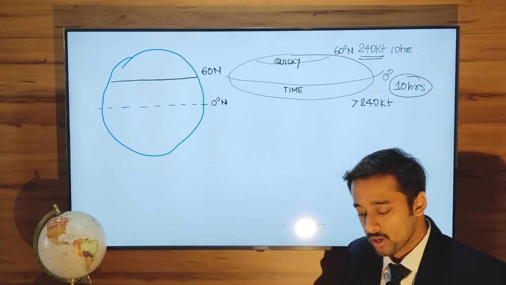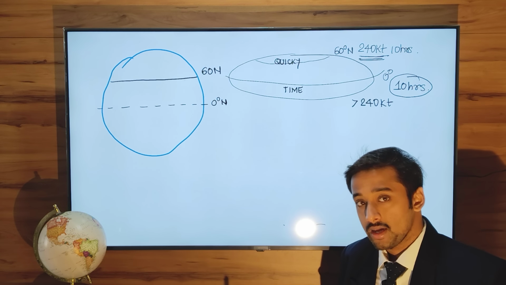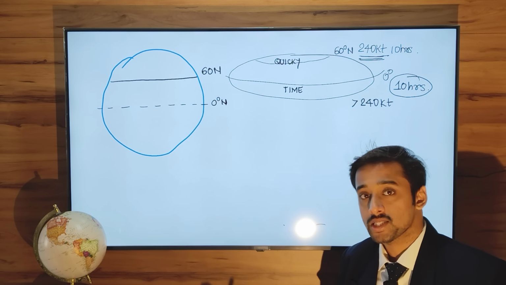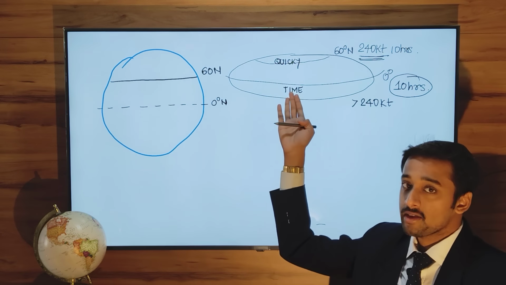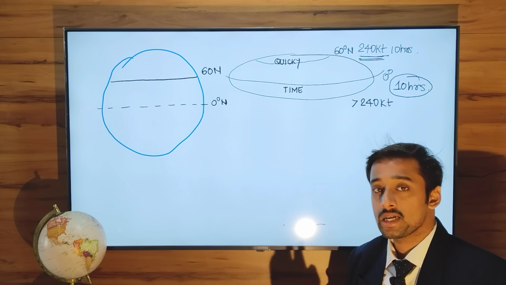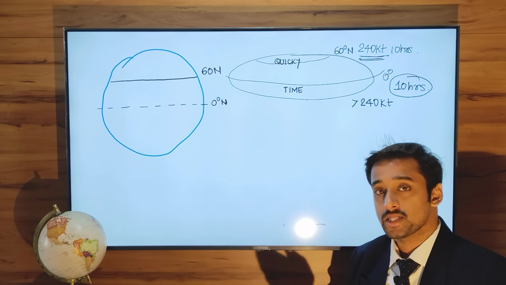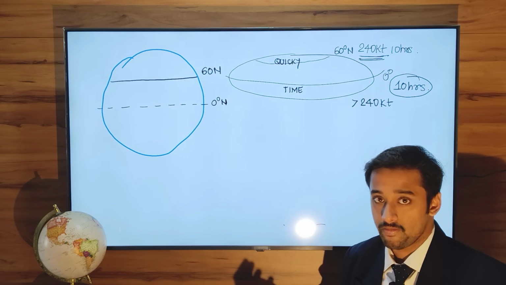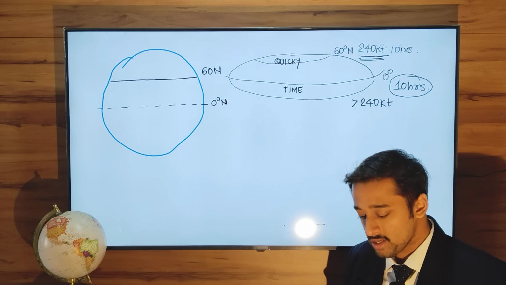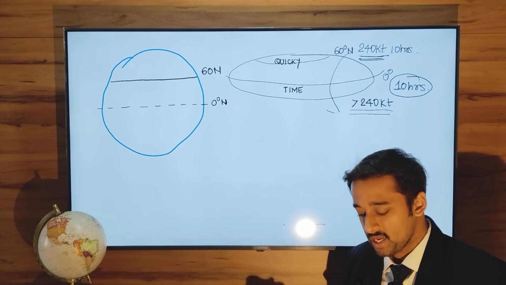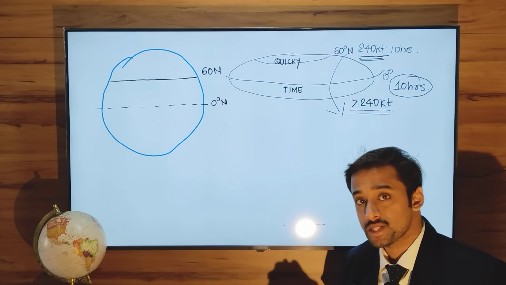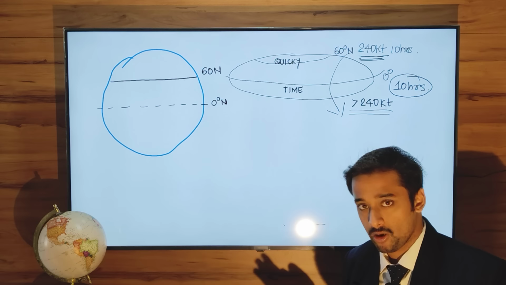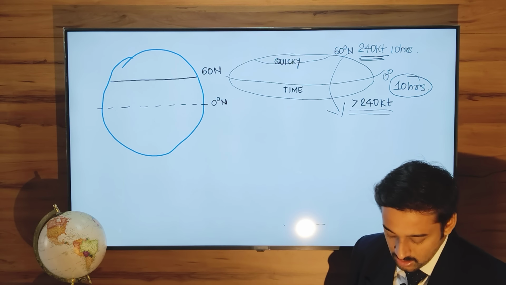Otherwise, if you continue at 240 knots at the equator, in 10 hours you will not be able to complete 360 degrees. That you will successfully do at 60 degrees, but at the equator that won't be the case. At the equator the distance is more. So to cover more distance in the same amount of time, you will have to increase another element, which is speed. So definitely at the equator the speed will be more than 240 knots, because the equator distance is more than at 60 degrees north. So this is basic speed equals distance upon time formula logic, nothing else.